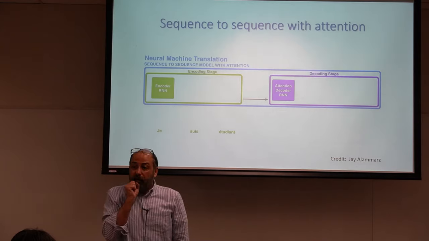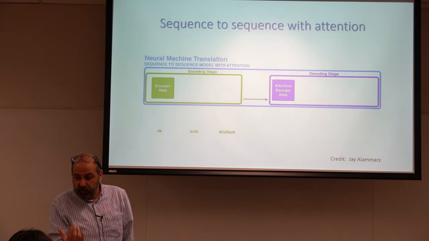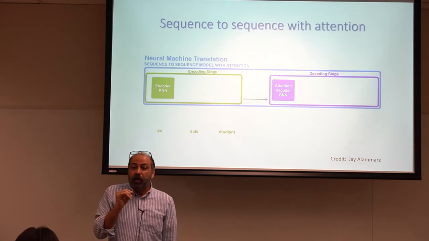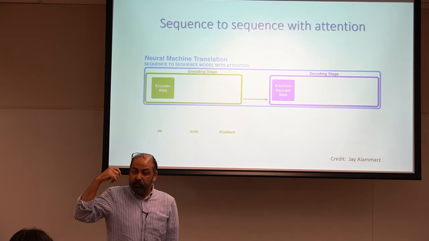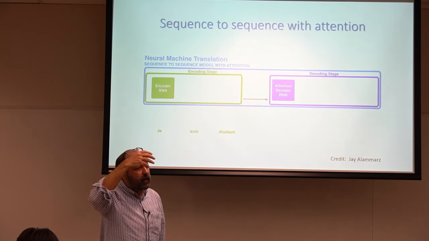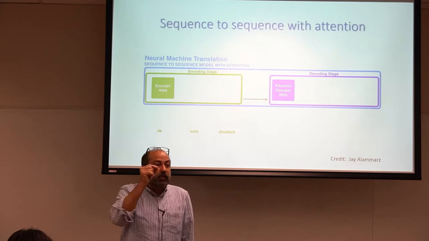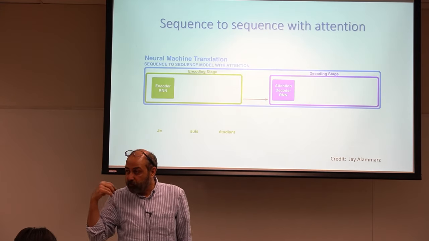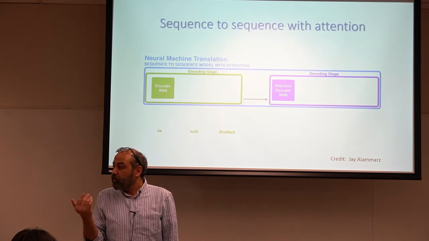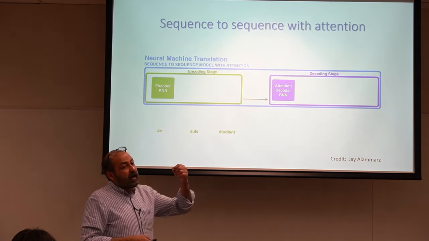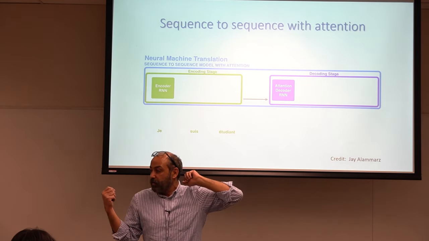So we can make a sequence-to-sequence model with attention. What I introduced to you so far was sequence to sequence without attention, where you have a context vector which is a distillation of the whole sequence. Now assume that you have a sequence-to-sequence model, but it's not just one single context vector which will be passed to the decoder. You will pass several vectors to the decoder, and these several vectors are weighted sums of the hidden states of the encoder.